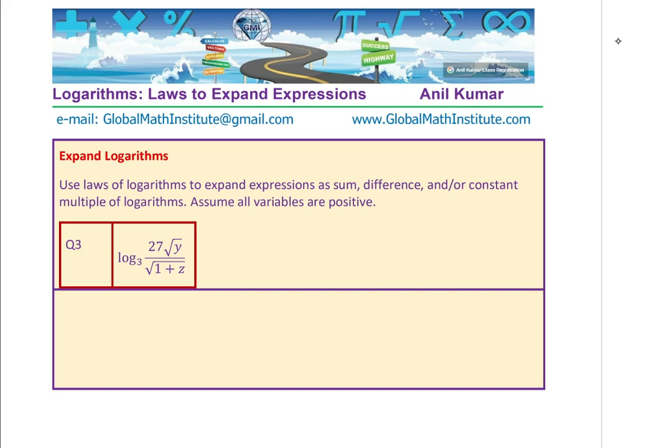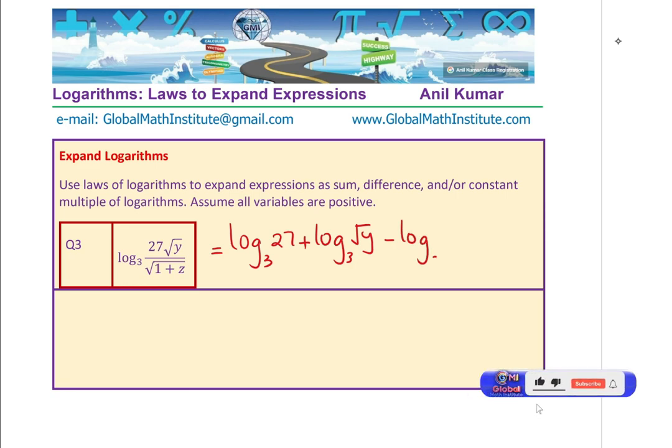Well, here is question 3. Now it becomes slightly more tricky as we move along. We have log to the base 3 of 27 square root of y divided by square root of 1 plus z. How are we going to do this? Well, it seems simple. We could write directly this as log to the base 3 of the numerator, which is 27, plus log to the base 3 of square root of y, right? So everything in the numerator comes with plus sign. Everything in the denominator comes with negative sign. So base remains same of 1 plus z. Makes sense? So that is how you could write.